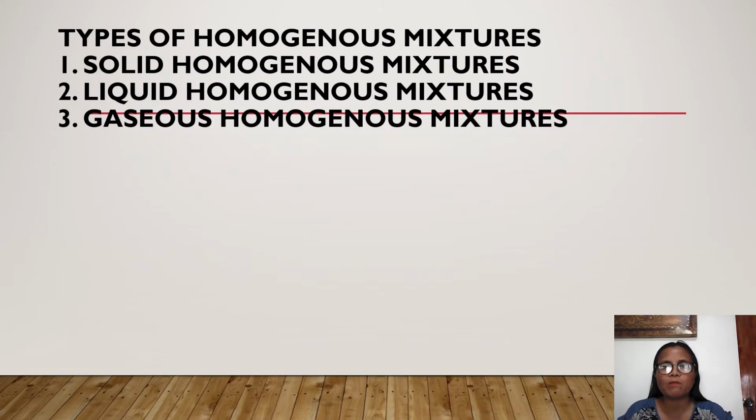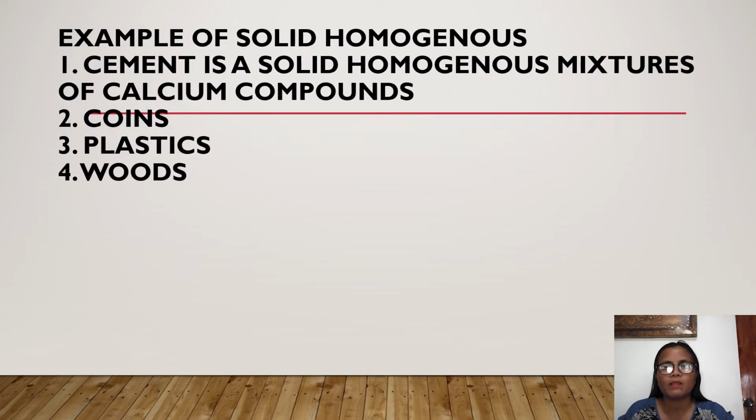Types of homogeneous mixtures. There are three. Number one, solid homogeneous mixtures. Number two, liquid homogeneous mixtures. And number three, gaseous homogeneous mixtures. So, an example of a solid homogeneous mixture is cement. Cement is a solid homogeneous mixture of calcium compounds.